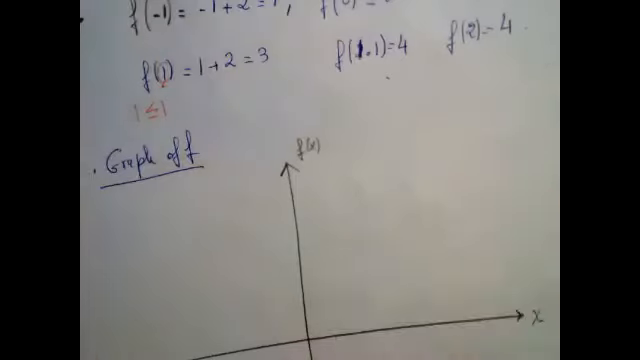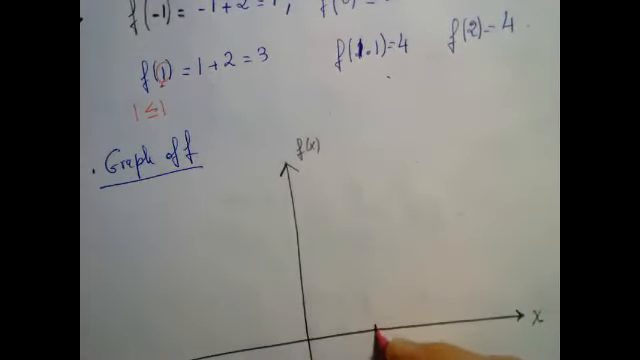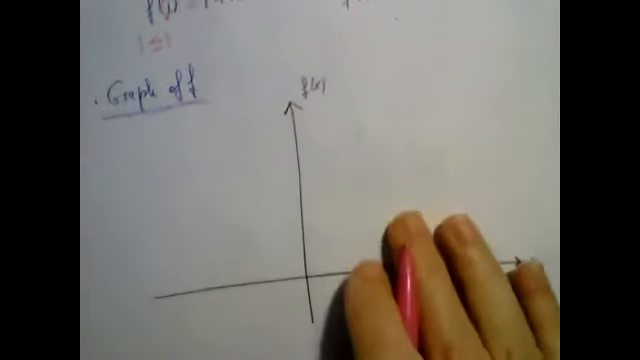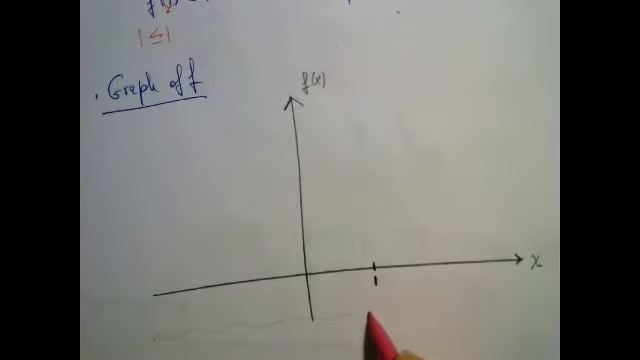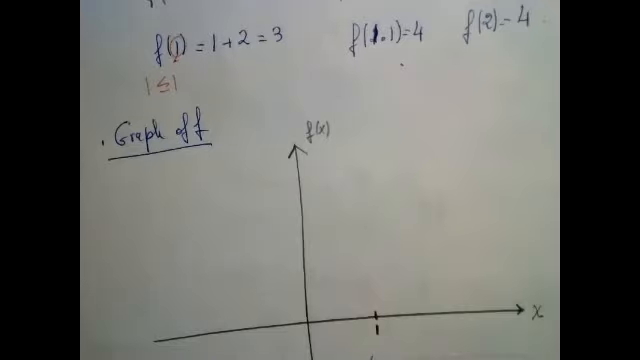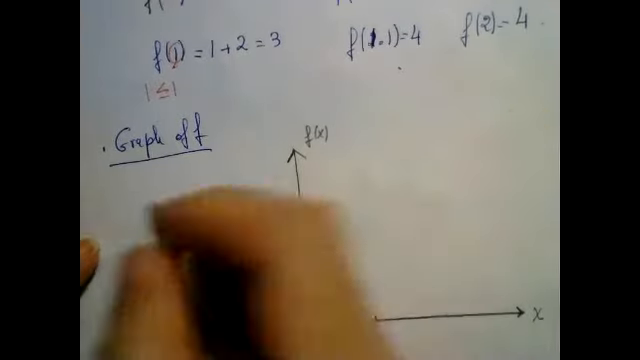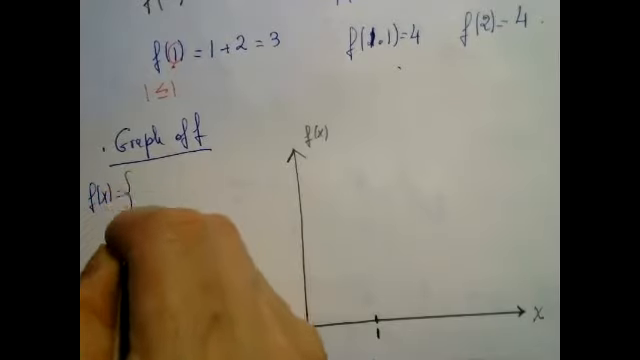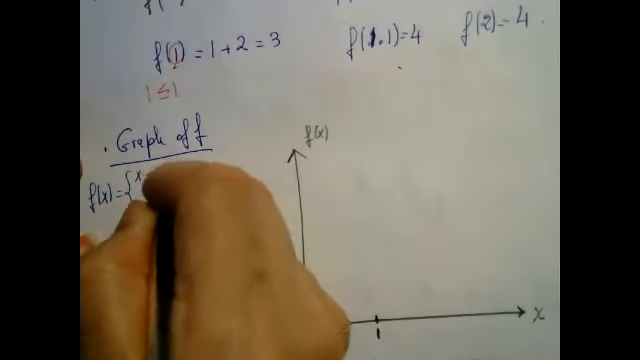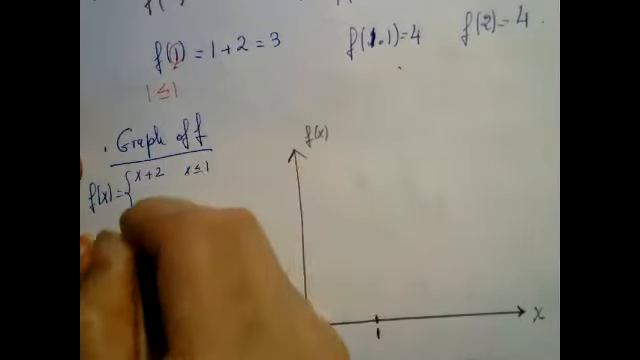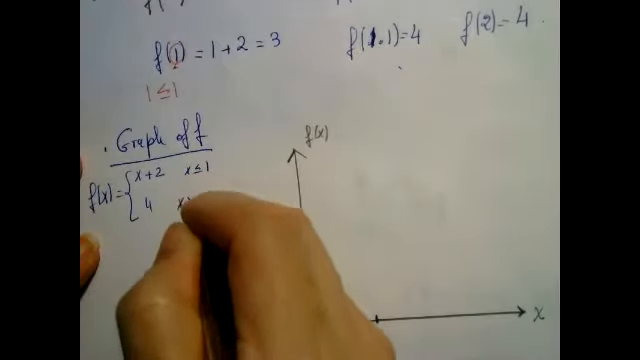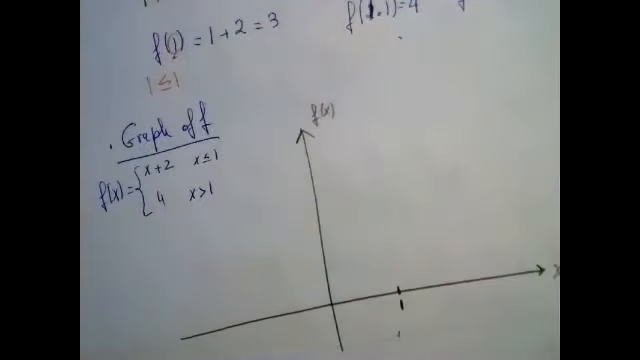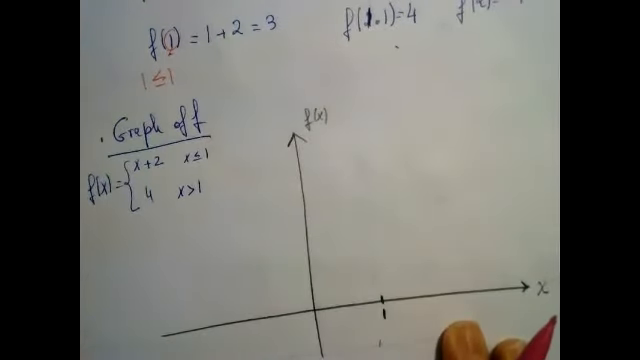First I'm going to put 1 here, because I know that the rule changes there. Up to here I have a rule, and then a different rule. I'm going to rewrite the function in front of us so I don't have to keep pulling the paper out. That's x plus 2 for x less than or equal to 1, and 4 for x bigger than 1. How do we graph such a thing? Listen very carefully.